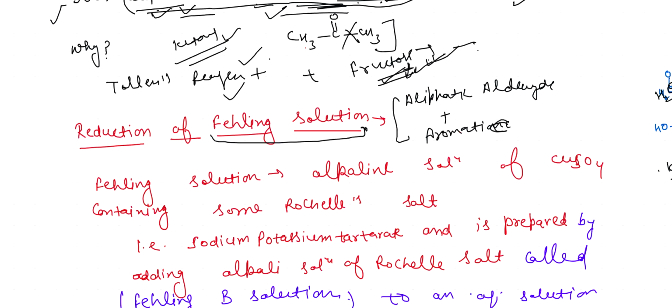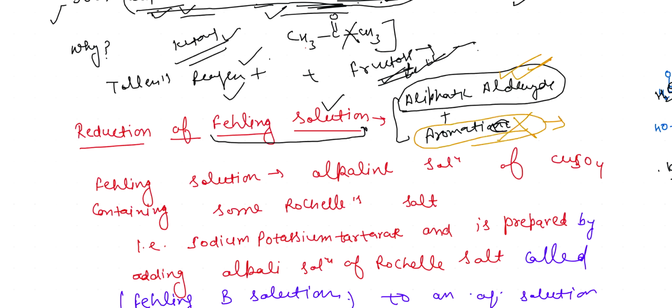So Fehling solution is reduced only by aliphatic aldehydes. It is positive for aliphatic aldehydes which are saturated in nature. So this gives a positive test. But aromatic aldehyde does not give the Fehling solution test. Clear? So this is about the Fehling solution.